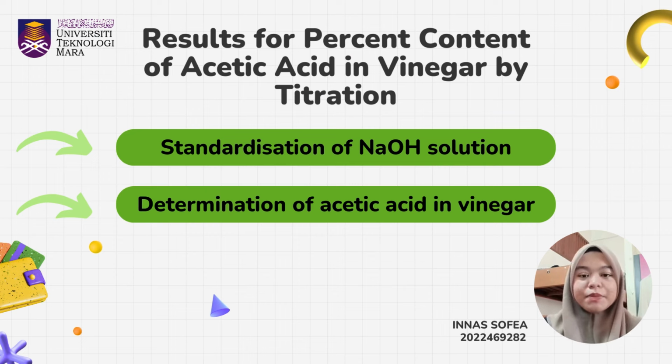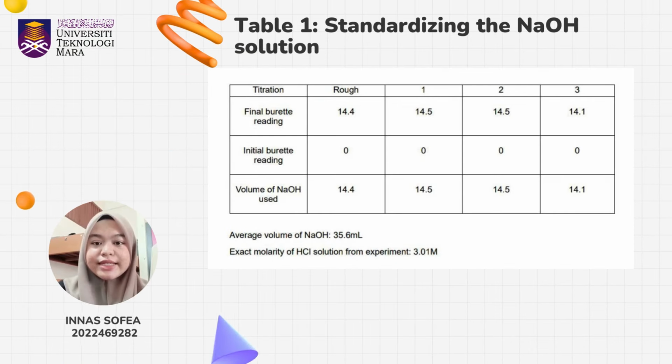In this part, I will present the result for percent content of acetic acid in vinegar by titration, which is one of the applications of titration that we chose in this topic. The data in this application consists of the standardization of sodium hydroxide solution and the determination of acetic acid in vinegar. So, this is the data for table 1, which consists of standardizing sodium hydroxide solution. The average volume of sodium hydroxide is 35.6 ml that will be used to determine acetic acid in vinegar.